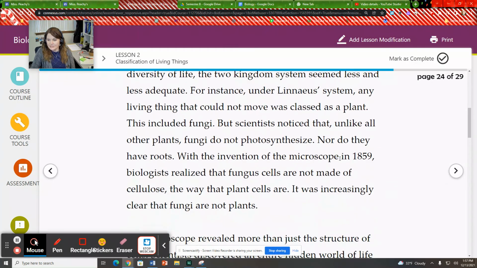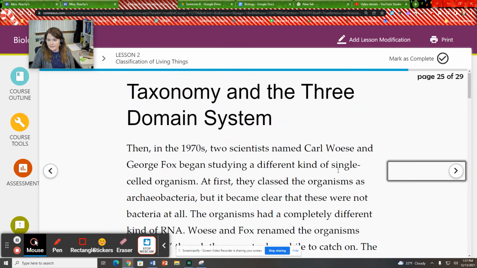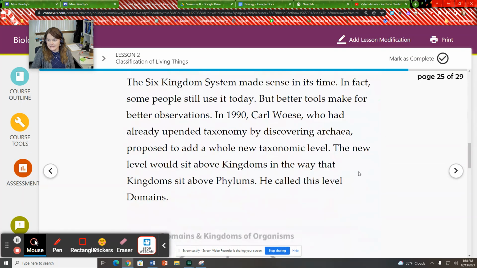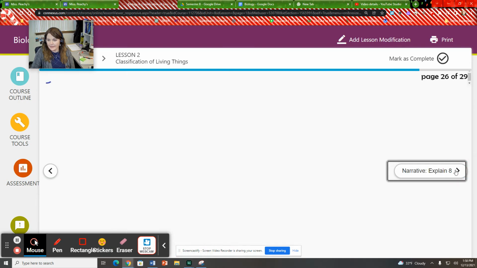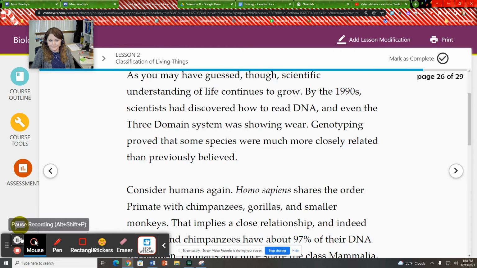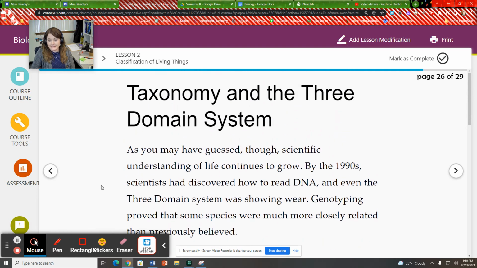And they're giving kind of the history again of the modern classification system and domains and why we have them. And then this last section is referring to how mapping genomes for different organisms has really been changing the face of taxonomy, right?